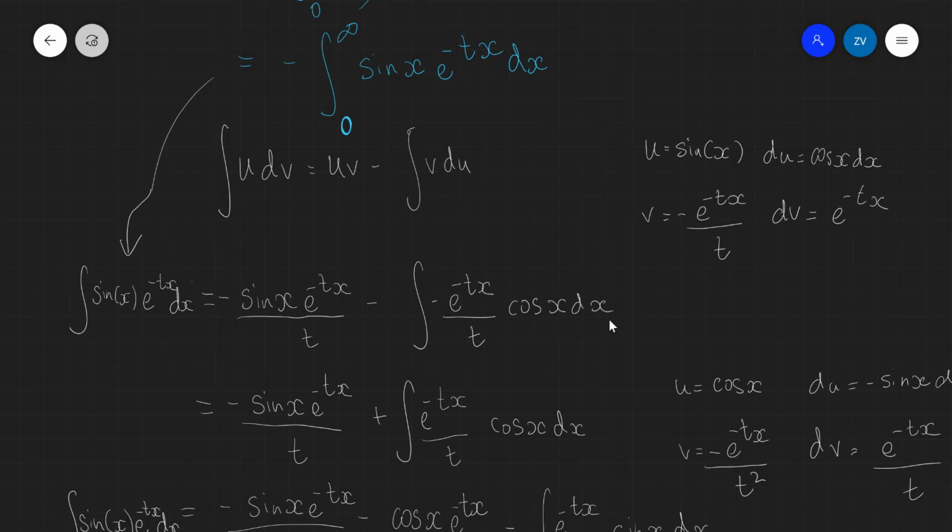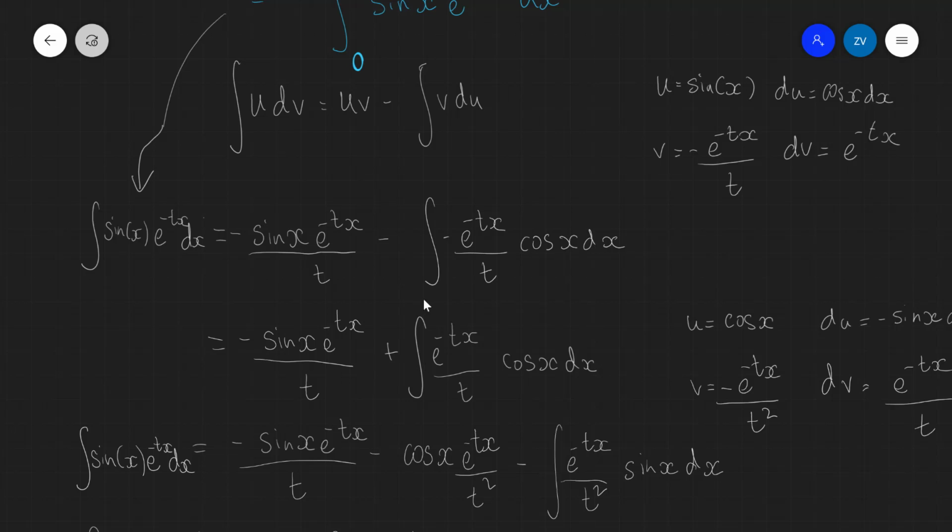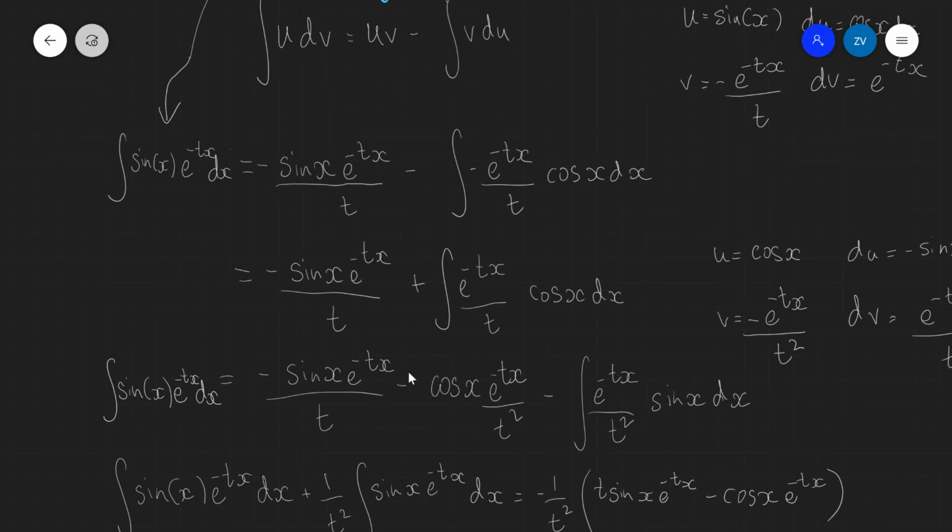Now if we were to work this through for this next line over here, all I've done is convert the negative sign to a positive. So now we are in a situation where once again we have the integral of sine of x e to the minus tx dx being equal to minus sine of x e to the minus tx over t plus this new integral that we have just derived. So we must apply our rule for integration by parts yet again.